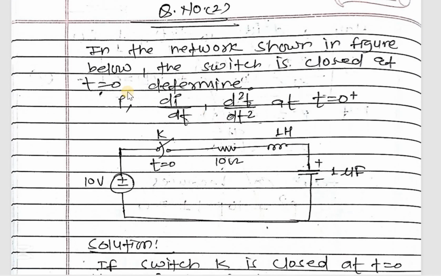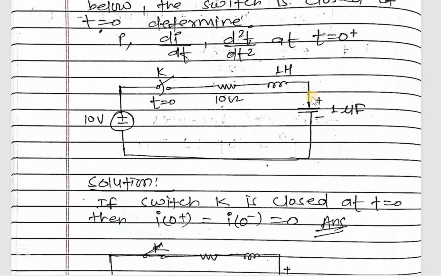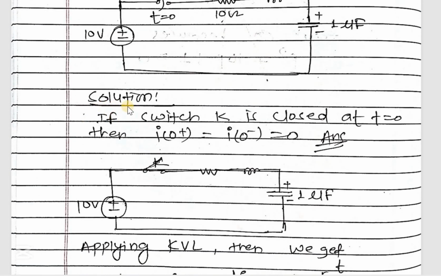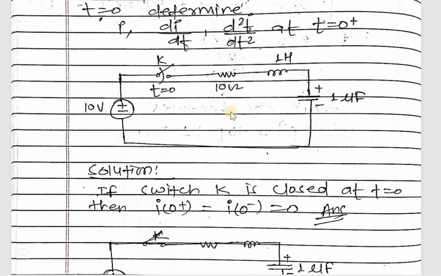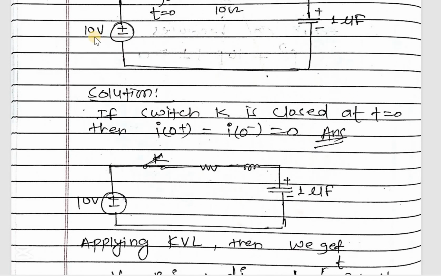And the numerical problem is: in the network shown in the figure below, the switch is closed at t equal to 0. Determine di/dt and d²i/dt² at t equal to 0 plus. This is the RLC circuit where the resistor is 10 ohm, the value of L is 1 Henry and C is 1 microfarad, and the value of V is 10 volt.